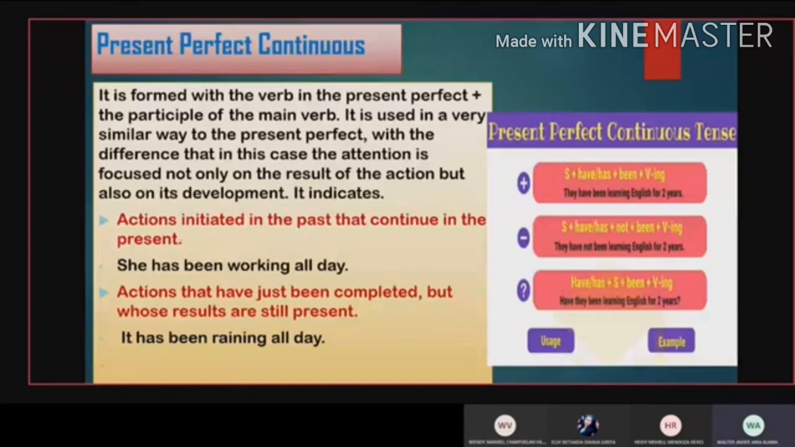In negative, subject plus have plus not plus been plus verb in ing plus complement. In the interrogative, have plus subject plus been plus verb in ing plus complement plus question mark.